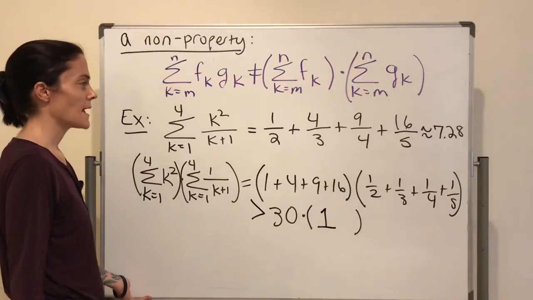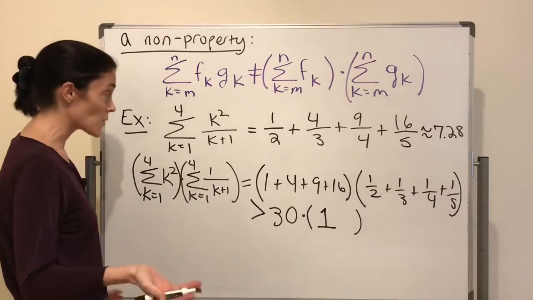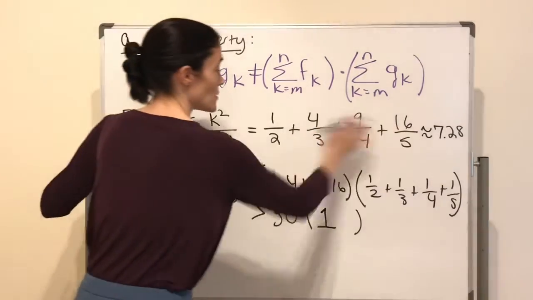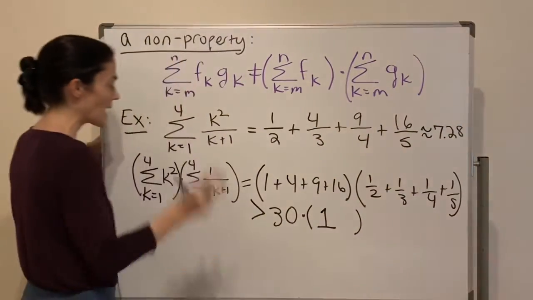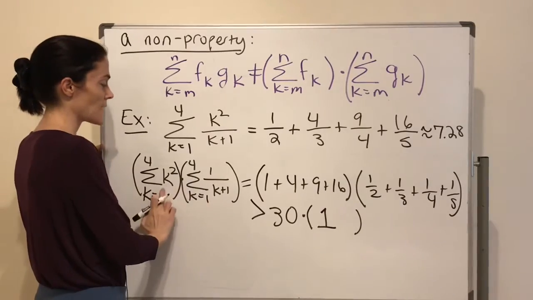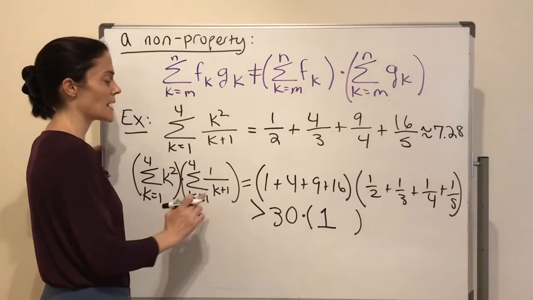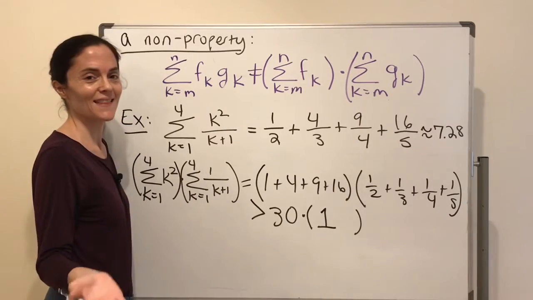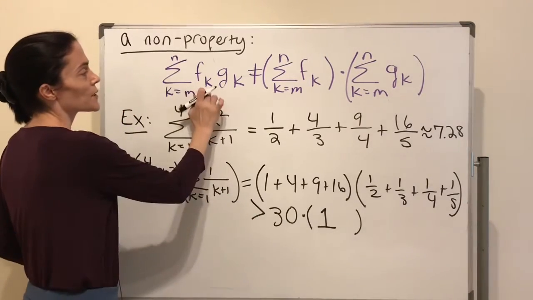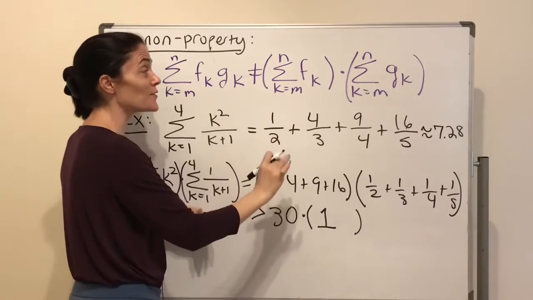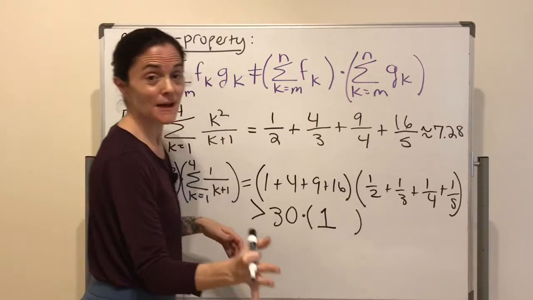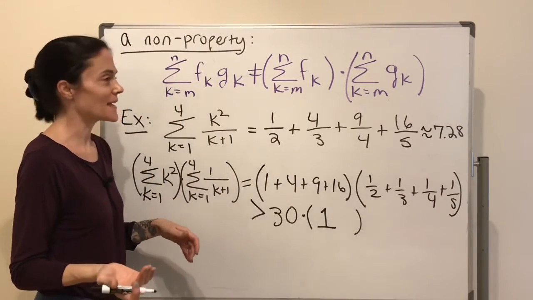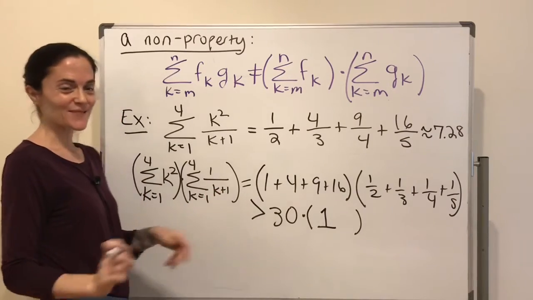Okay. So you see these are definitely not equal. If I add these 4 terms, I get 7.28 approximately. If I multiply these two sums separately, I get a number that's bigger than 30. So this property does not hold. Be careful that you don't use this sometime to try to calculate a sum, because it will lead you to the wrong answer.